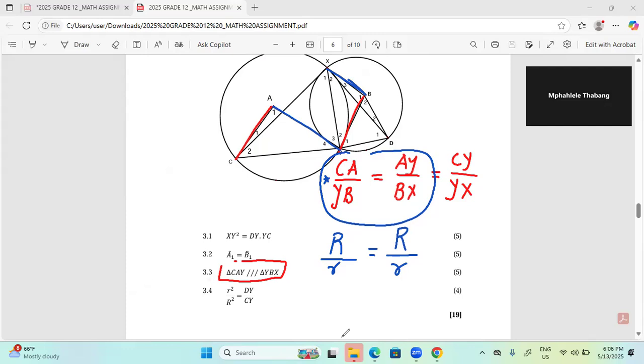This is true, but it's not helping us to solve the problem. So what am I missing? Maybe I should involve CY over YX. CY over YX. What do I know about CY over YX?